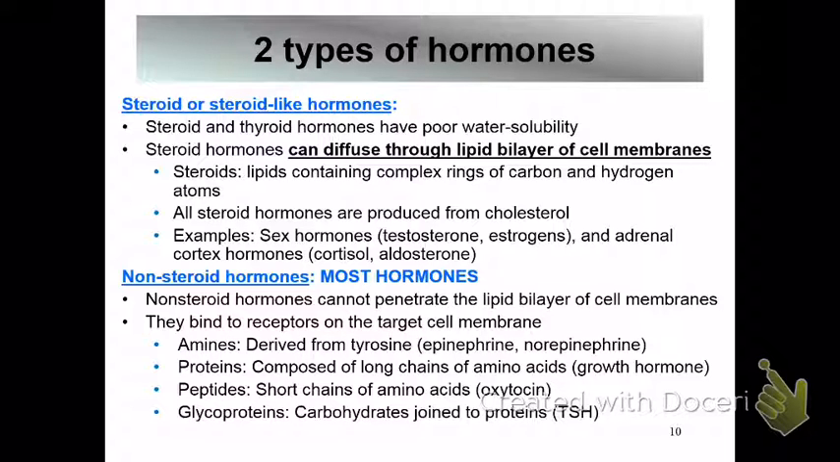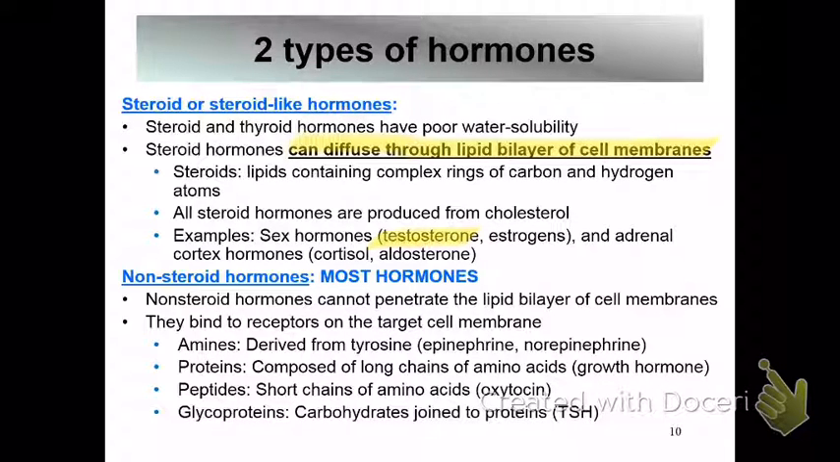So steroids and thyroid hormones have poor water solubility. Steroid hormones can diffuse through the lipid bilayer. So they can go all the way through, and I'm going to show you some pictures. An example would be testosterone. And the other ones, but you want to highlight what I highlighted: testosterone and estrogen, and then adrenal cortex hormones like cortisol and aldosterone, which will mean more when we talk about those.